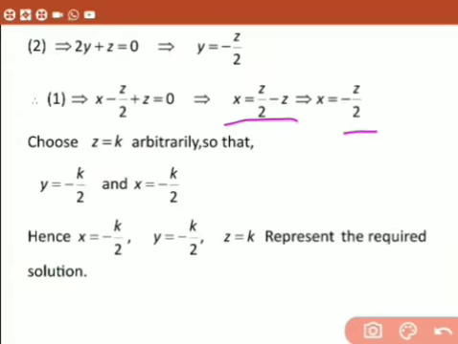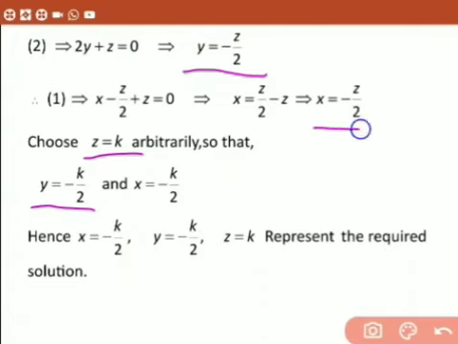Here we have only 2 equations in 3 unknowns. It is not possible to get all the values directly. So you have to choose one value arbitrarily. Let us choose z is equal to k, some arbitrary value. Then you have to substitute z equals k in x and y. So what we get here? We have z is equal to k. So y is equal to minus z by 2, this implies y is equal to minus k by 2.